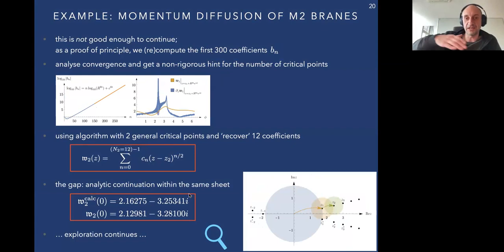So we've gone to, I don't know, level 2 now. You can get them. And this is now the second gapped mode expanded around Z2, and we have 12 reliable coefficients. Again, you do some kind of analytic continuation within the same sheet, and you can calculate the gap. So from this data, this is now our calculated gap, the value of the second quasi-normal mode at zero momentum, and you can compare it to the numerically computed value from the full spectral curve, and they match pretty well. So this worked.